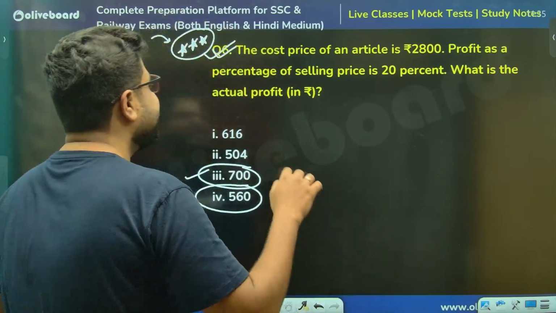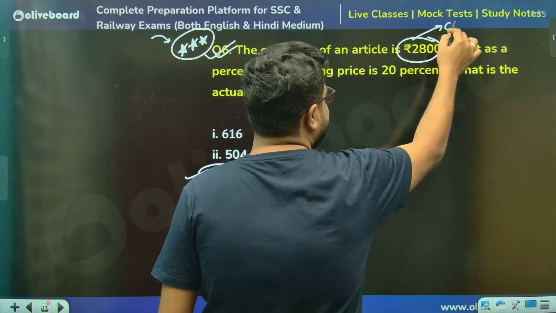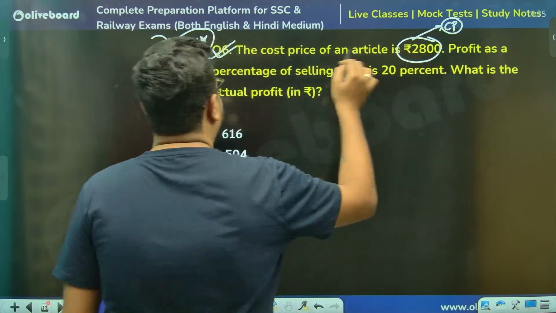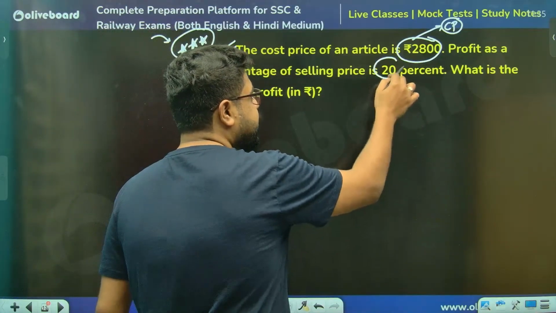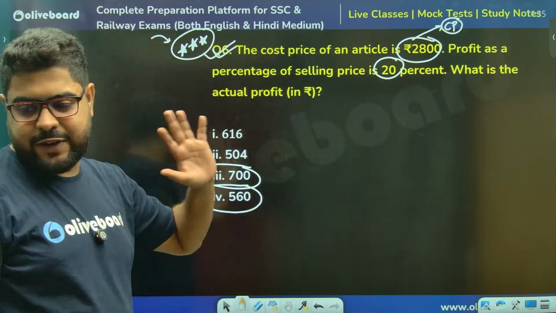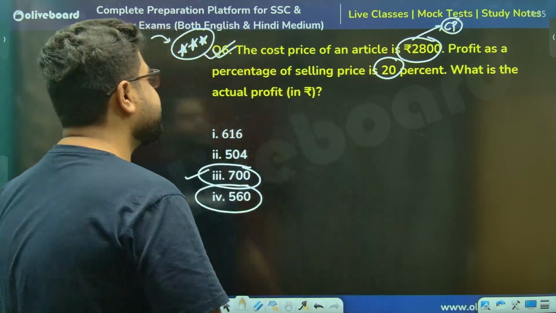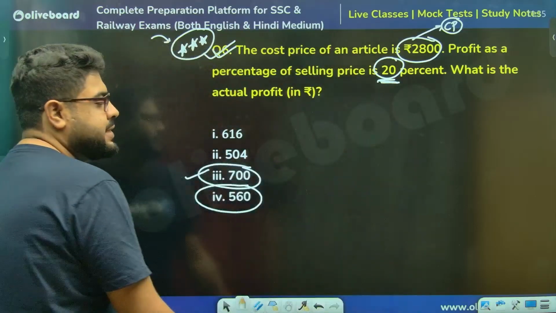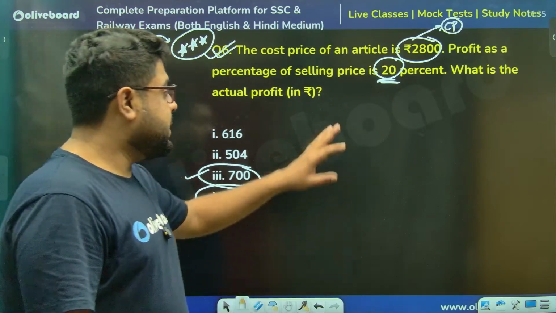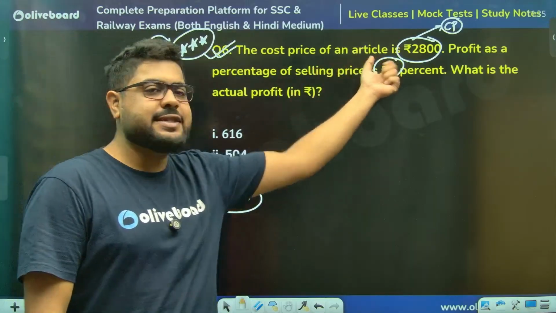Let's see. The cost price of an article is given. This is CP, sir. Profit as a percentage of selling price is 20. What exactly is the actual profit? Sir, please understand, the profit is 20% on top of the selling price. That means it is not the profit on top of CP, sir.